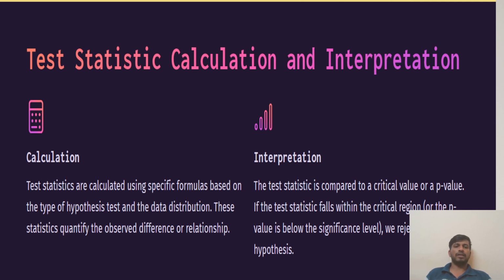Test statistic calculation and inference. Test statistics are calculated using specific formulas based on the type of hypothesis test and the data distribution. These statistics quantify the observed difference or relationship. Interpretation. The test statistic is compared to the critical value. If the test statistic falls within the critical region or the p-value is below the significance level, we reject the null hypothesis.